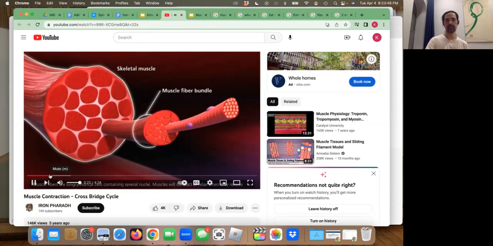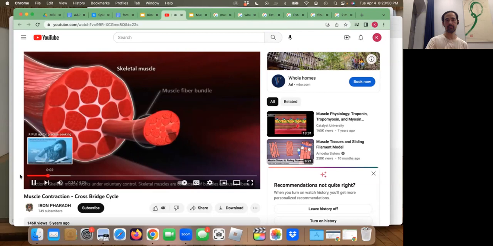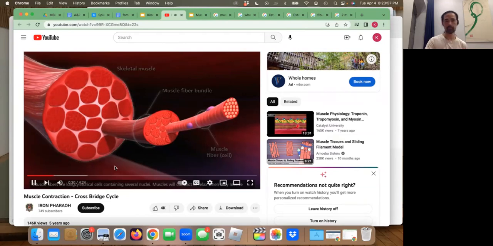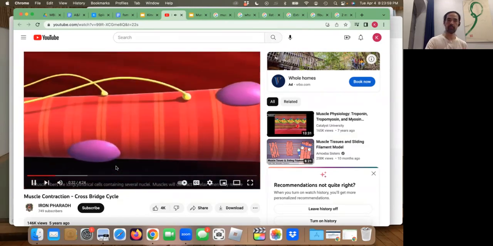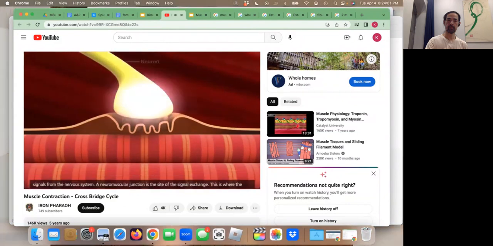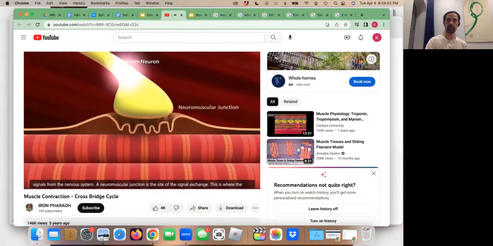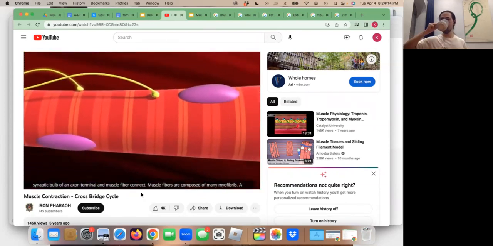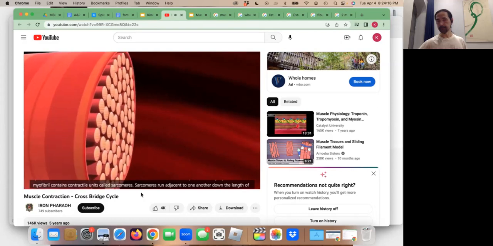Muscles are composed of bundles of muscle fibers. Muscle fibers are long cylindrical cells containing several nuclei. Muscles will contract or relax when they receive signals from the nervous system. A neuromuscular junction is the site of the signal exchange. This is where the synaptic bulb of an axon terminal and muscle fiber connect. Muscle fibers are composed of many myofibrils.